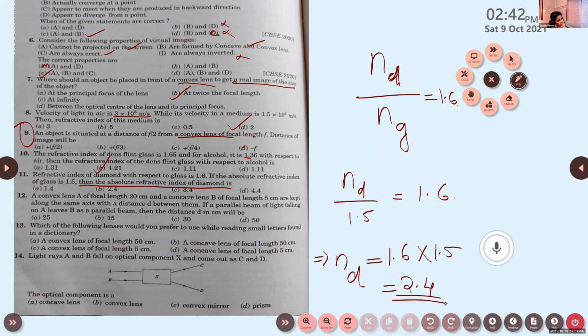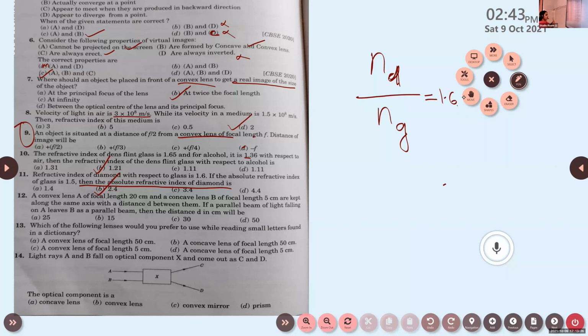Is there any unit? No, no unit. Okay, refractive index has no unit. Anyway, at least this concept is stored in your brain. Some of them are right: meter per second is the unit of speed of light in air or speed of light in a given medium. The refractive index has no unit. Okay. Then the 12th question.